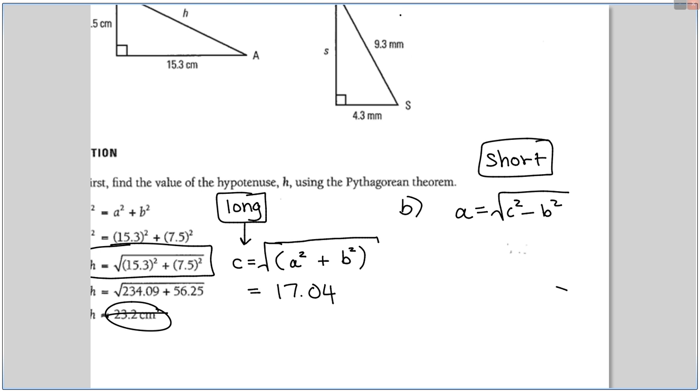Okay, so looking above, what's the big number? 9.3. So start the little square root sign. 9.3 squared take away 4.3 squared. And use brackets if you have a scientific calculator. And I'm getting 8.24. And do you notice that it's smaller than the hypotenuse, 9.3? So this seems reasonable. 8.24.